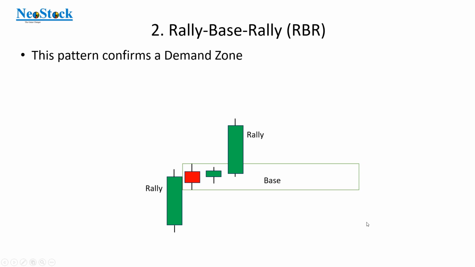But what kind of pattern is it? The earlier one is a reversal pattern, but this one is not a reversal. Rally, base, again followed by rally. That's why this is called a continuation pattern. Earlier the market is an up market, and after the base the up market again continued. That's why it is called a continuation pattern.